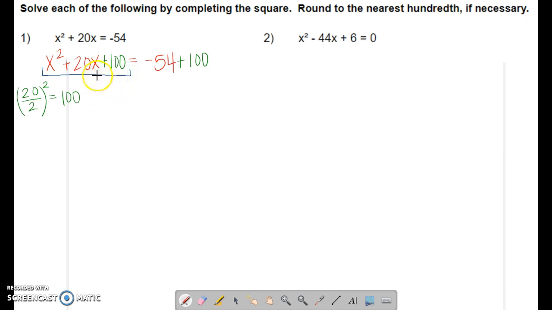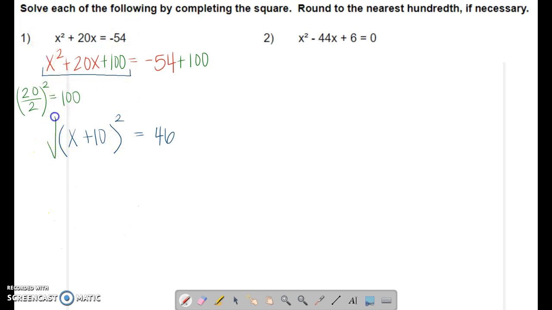And since we completed a square, we know it's going to factor to a quantity squared. And as a reminder, it always factors to be something in the form x plus half of b, squared. So in this case, it's going to be x plus, well, 20, half of that is 10. So x plus 10 squared equals negative 54 plus 100, which is 46. And now we can just complete the problem by using square roots.